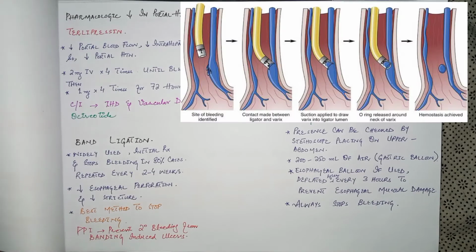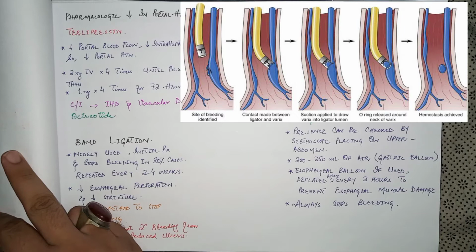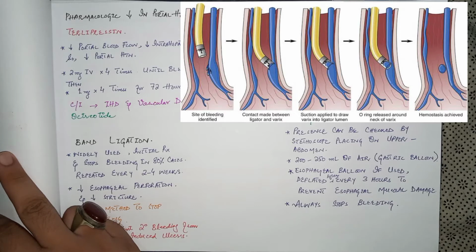Now come to band ligation. This is the widely used initial procedure for the stoppage of bleeding. As you can see in this picture, the site of bleeding should be identified with the endoscope, and then contact should be made between the ligator and varix. In the next step, suction is applied to draw the varix into the ligator lumen, or the cup of the endoscope, which is present at the lower end of the endoscope. Then an O-shaped ring is released around the neck of the varix, and hemostasis is finally achieved.